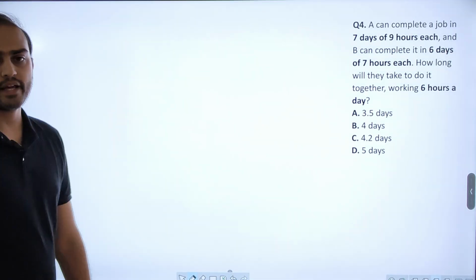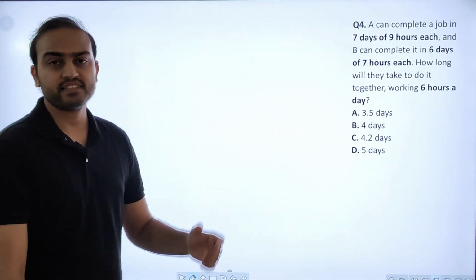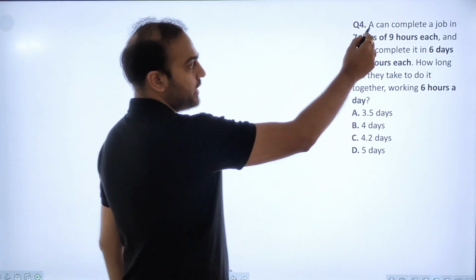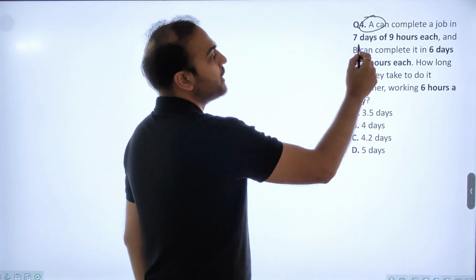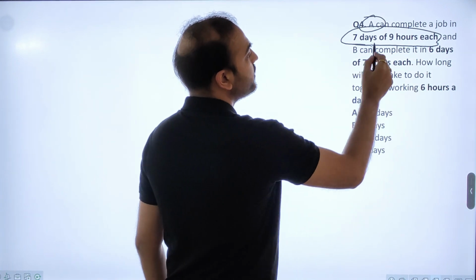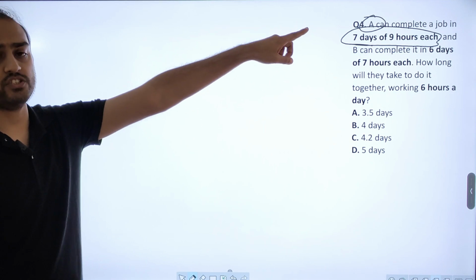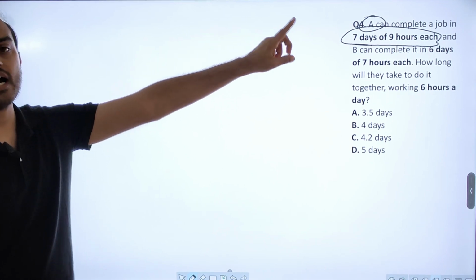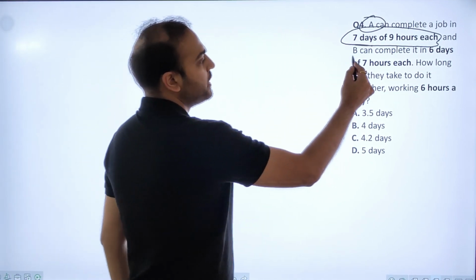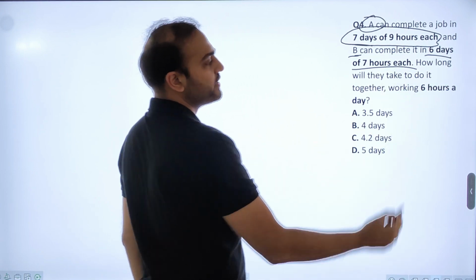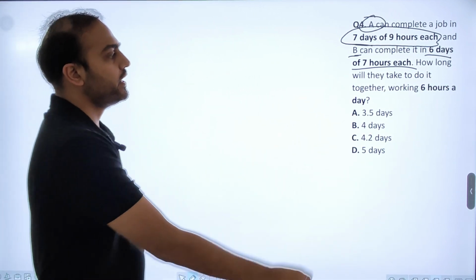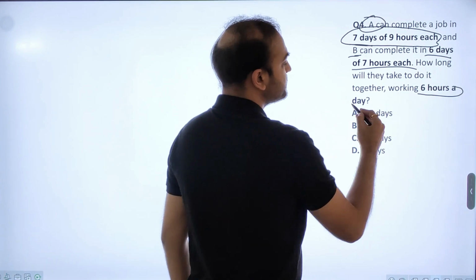If you look at this question type, there is an interesting thing that has happened. Again, we have our variable A, but we know time in 2 different units. So we have A is working for 7 days and 9 hours each. So we have days also, hours also. Similarly, B, 6 days of 7 hours each. And then they work together 6 hours a day.